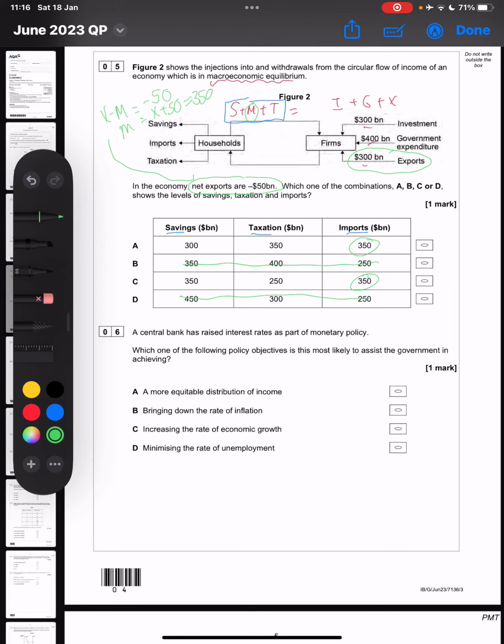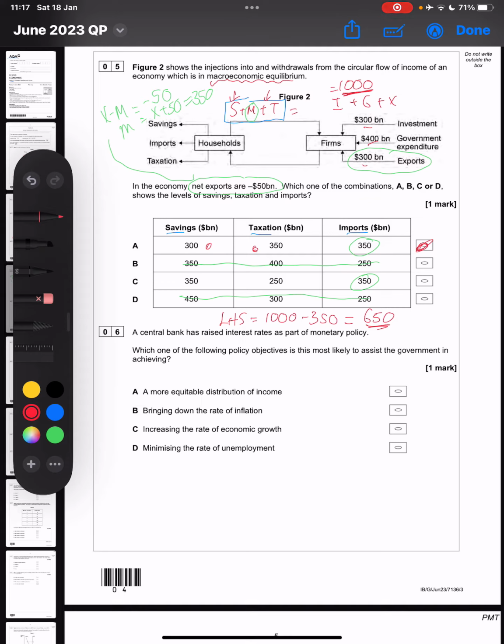And then that gives these two options left. All the injections are currently adding up to 1,000. And M is 350. That means my left-hand side also has to add up in total to 1,000. I already have 350 added to that, so I need to account for the remaining 650. And the only one that adds up to 650 in terms of savings and tax, which is the things that are left, is A.